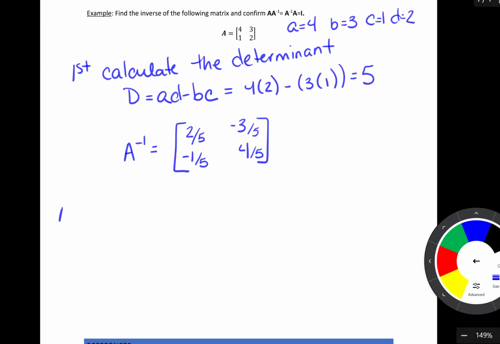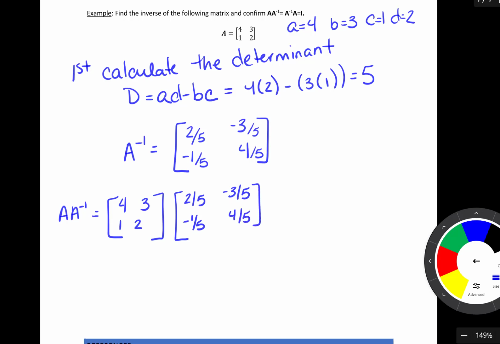So let's now confirm that A times its inverse is equal to the identity matrix. So first, writing down A. Next, writing down the inverse. And then next we can perform matrix matrix multiplication to confirm this is the identity matrix. Notice we have a 2 by 2 times a 2 by 2, so the resulting matrix will be a 2 by 2.